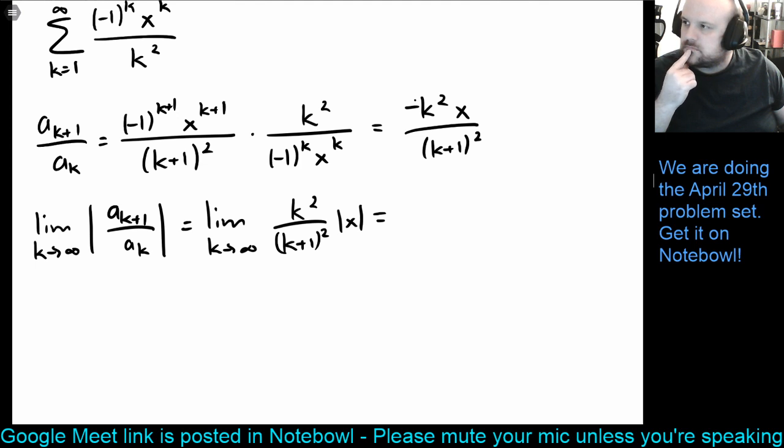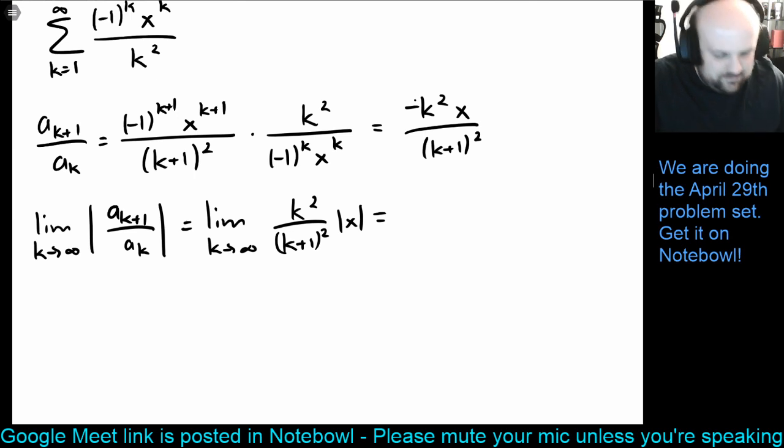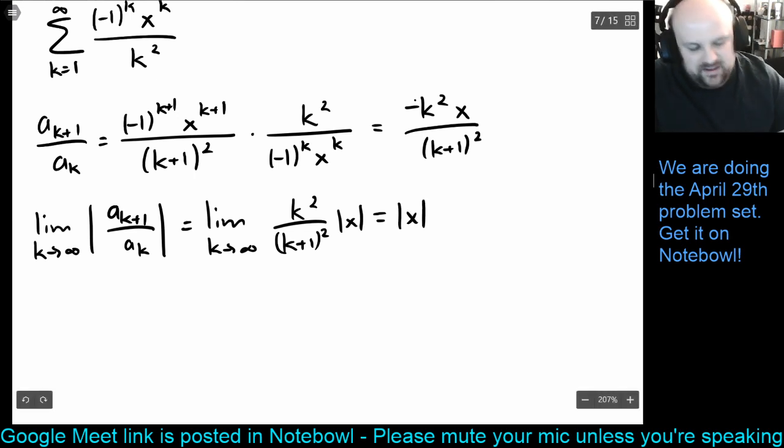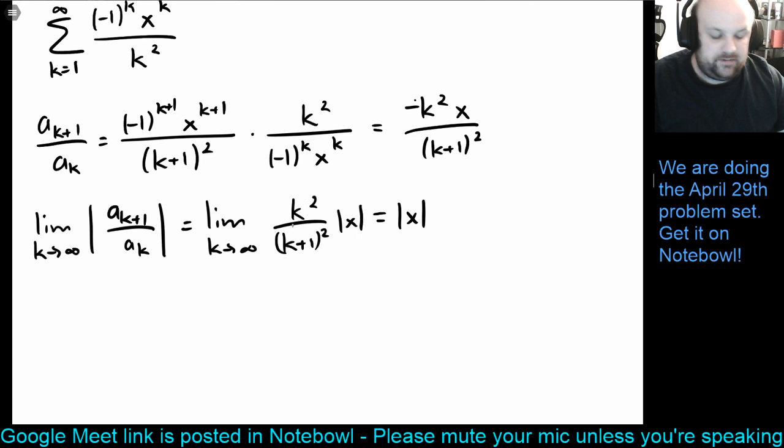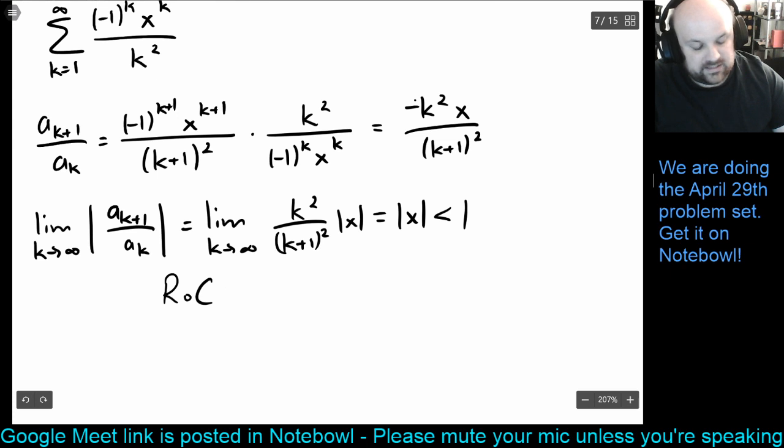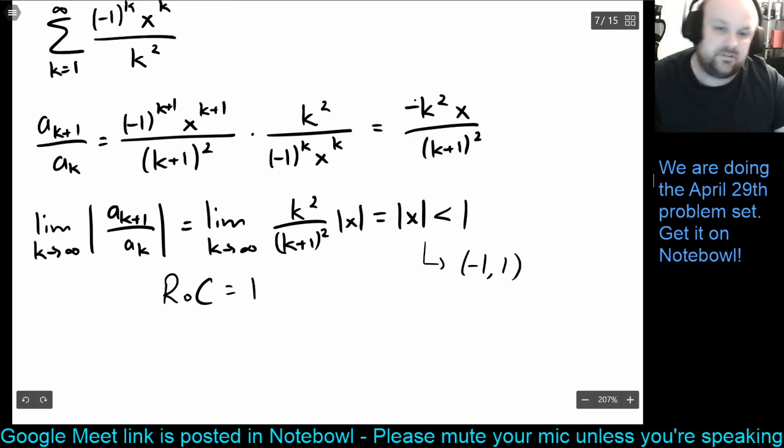Is it also the absolute value of x? Yep. This one is still, again, absolute value of x. Because this here, you apply the same principle. This is a quadratic, or degree 2 over degree 2, so you just take the coefficients as usual. It's 1 over 1. Right? So we want this to be less than 1. And so we can see from here that the radius of convergence is 1. And this gives us, again, the interval from minus 1 to 1.